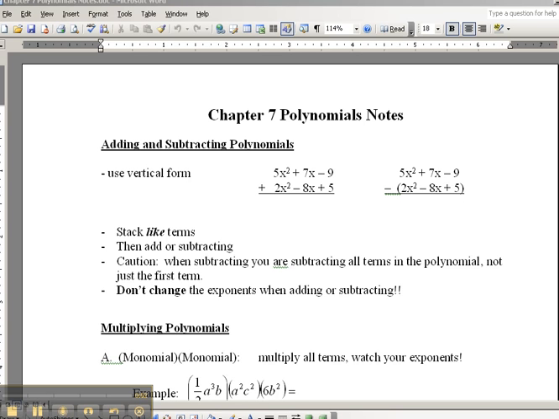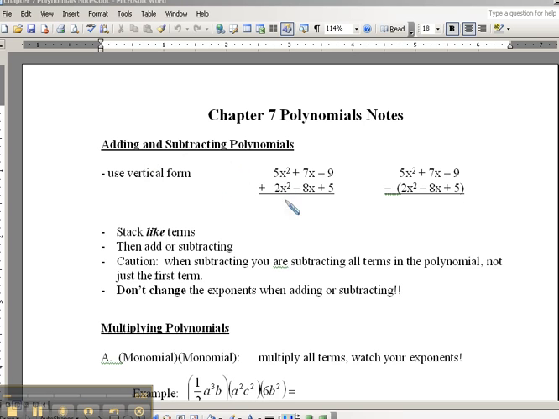Okay, so now that we've learned all about polynomials in Chapter 7, let's take some notes and summarize what we've learned here. All right? I've given you guys this notes template. Let's fill it in. We started off with lesson 7-6, and we learned how to add and subtract polynomials.